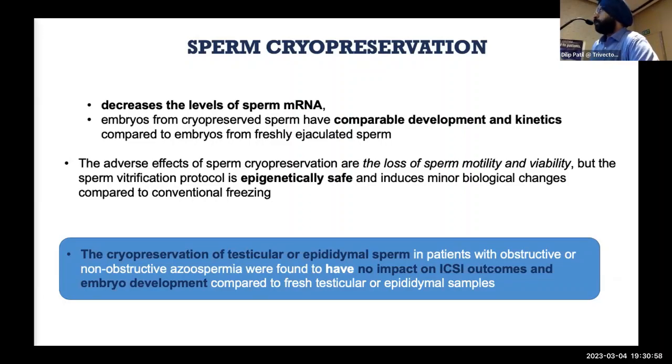Also, I would like to bring out this point here, because I've seen a lot of people doing a fresh TESA and never preserving, and risking cycle cancellation in case there's no retrieval. Though there are a lot of publications, and even in our experience, we've always used cryopreserved sperm. We have practically never used fresh sperm. The cryopreservation of testicular or epididymal sperm in patients with obstructive or non-obstructive azoospermia is found to have no impact on ICSI outcomes and embryo development compared to fresh epididymal and testicular samples.